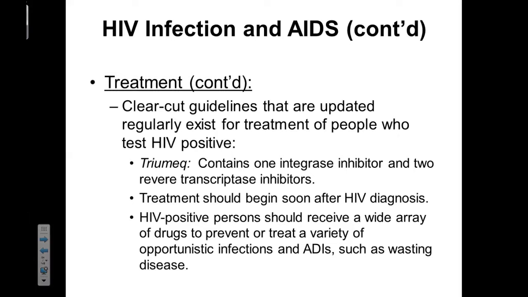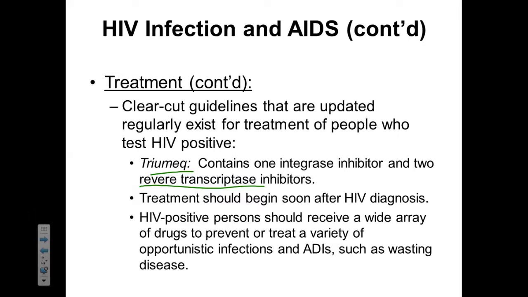There are clear-cut guidelines to treat patients that have HIV. These guidelines are being constantly revised as new drugs hit the market. If we look at Triumeq, it is going to contain an integrase inhibitor. This integrase inhibitor helps to reduce the chances of the viral DNA being incorporated into the host genome, and it also contains 2 separate reverse transcriptase inhibitors. So it combats the virus 2 different ways. It helps to prevent the virus from going from RNA to DNA, and it helps to prevent the virus from integrating its DNA into the host genome.